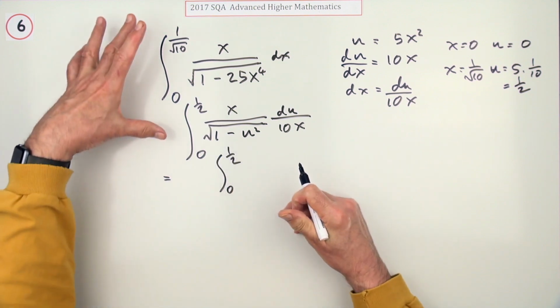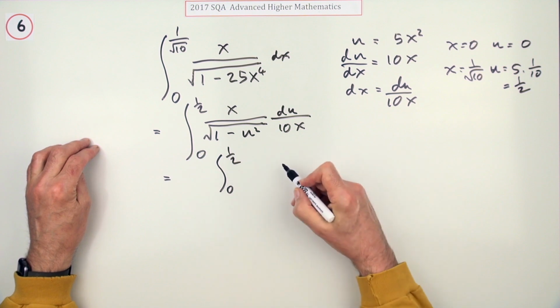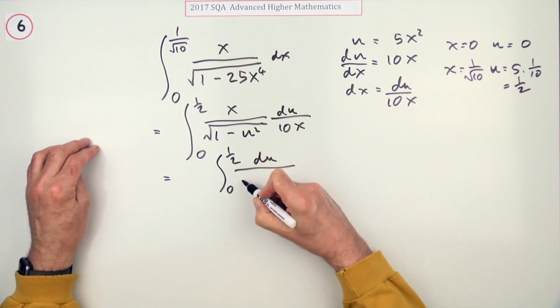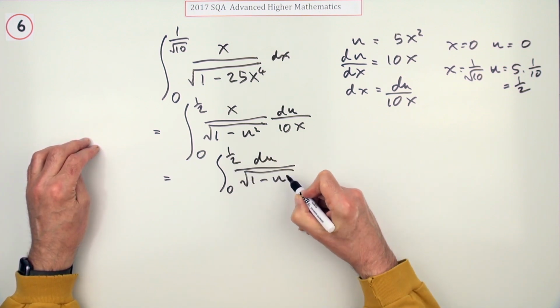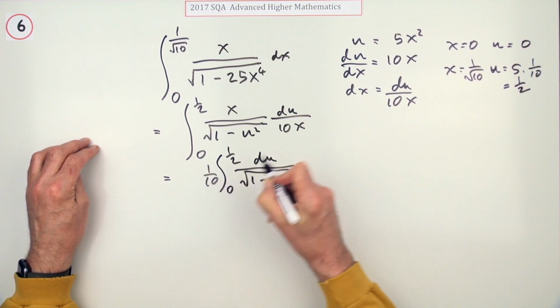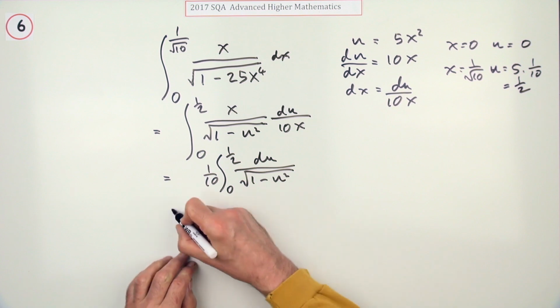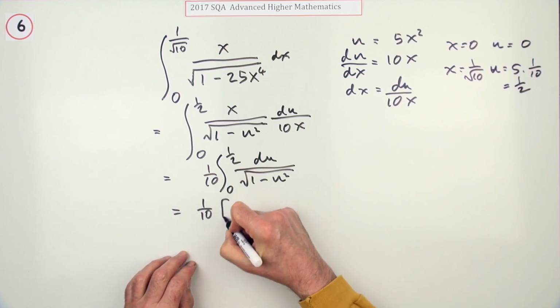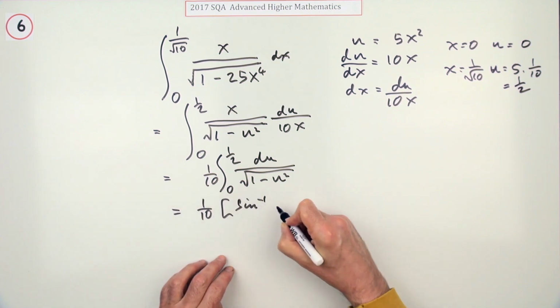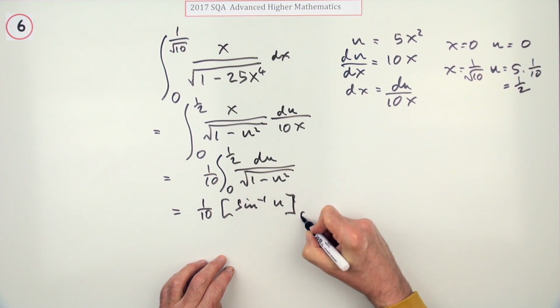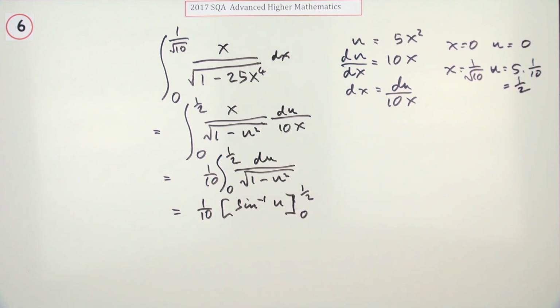0 to a half of du over the square root of 1 minus u squared, and I'll take that 10 out of it, and of course that 10's in the denominator. Well, that's simply 1/10 of, and that's inverse sine. Inverse sine of u evaluated from 0 to a half.